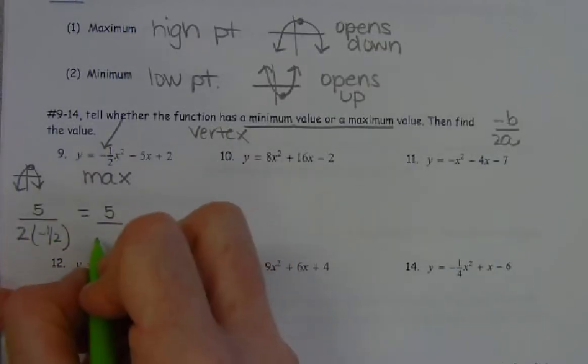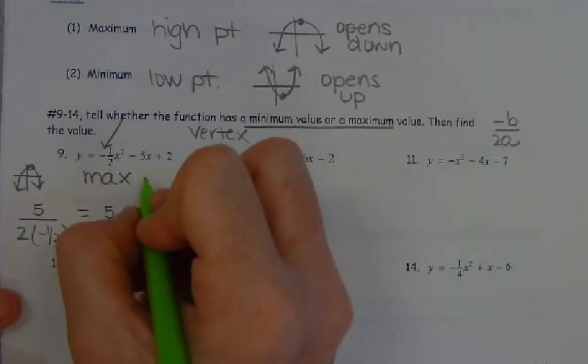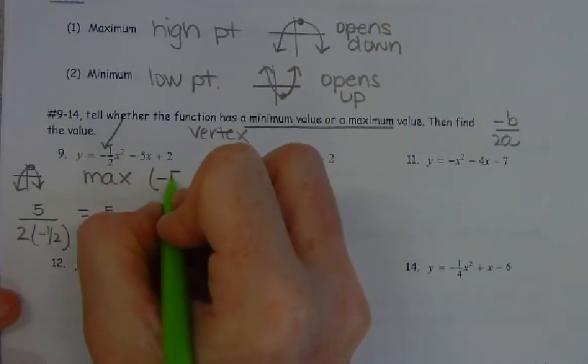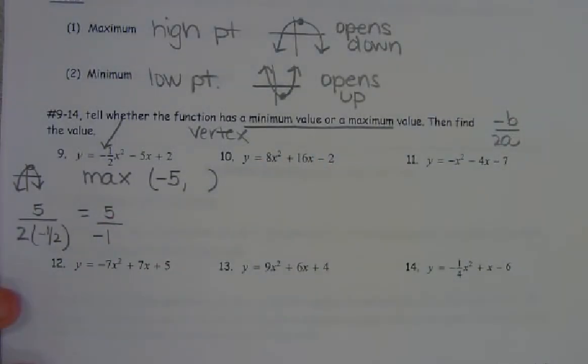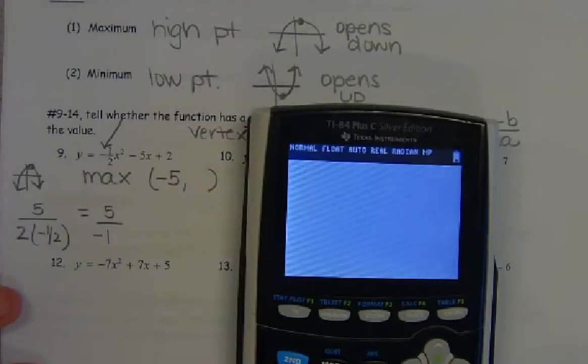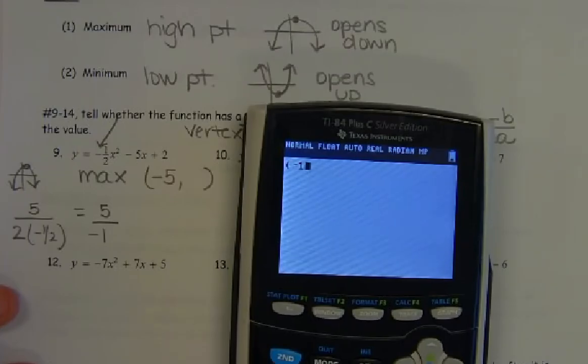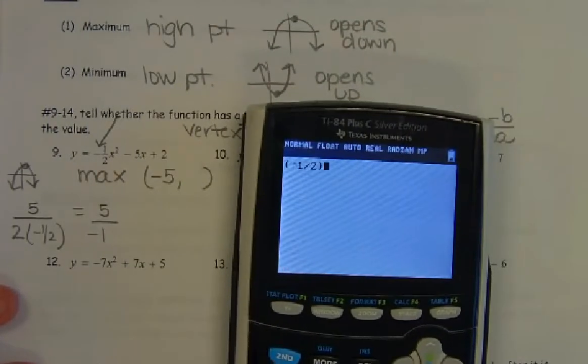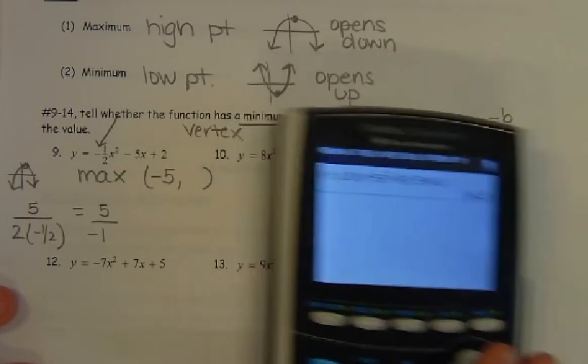2 times negative 1/2 is a negative 1, so I know this max is going to occur at negative 5 something. I again do what I did on my last page. Negative 1/2 times negative 5 squared minus 5 times negative 5 plus 2, and it looks like the second part of my vertex is 14.5.